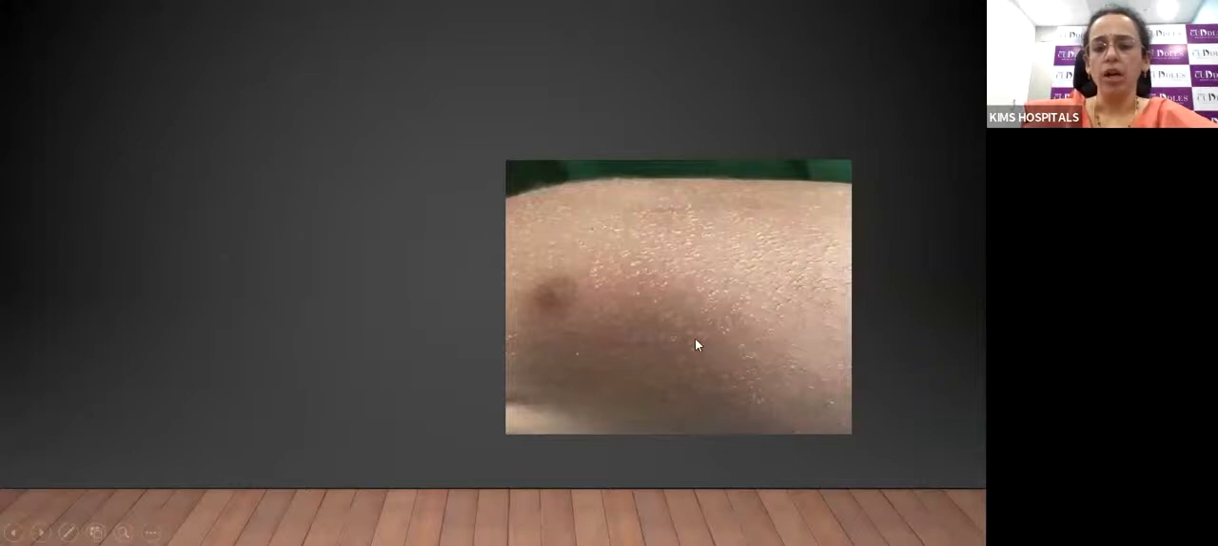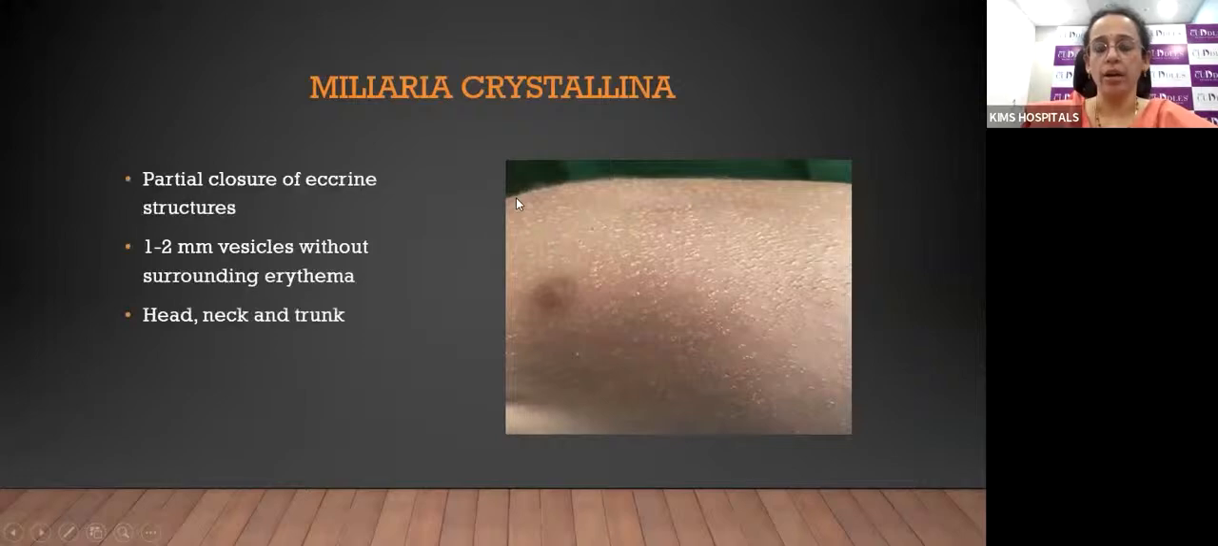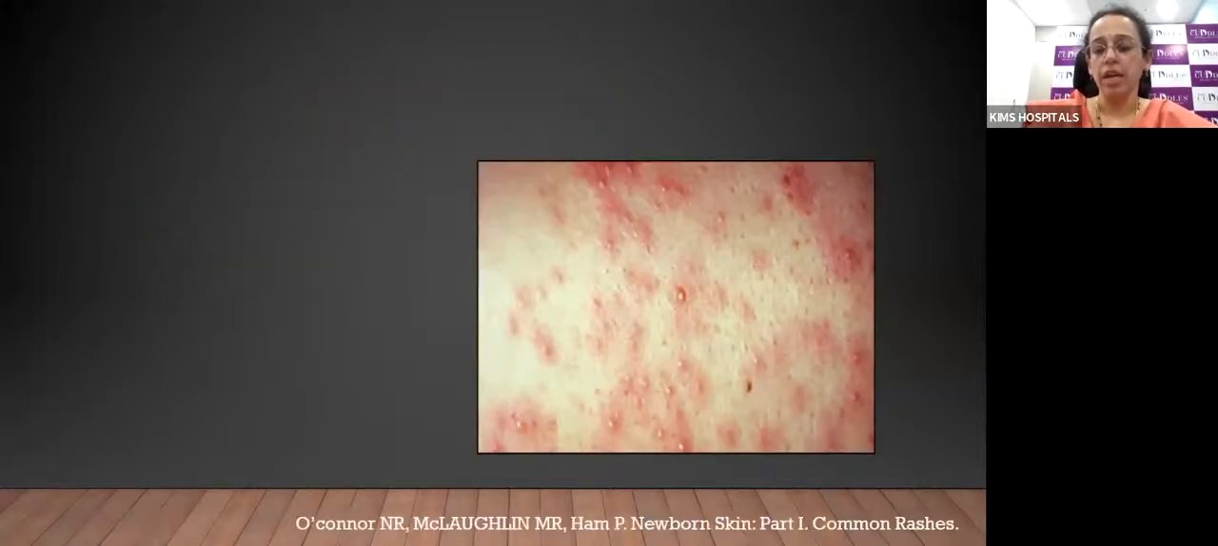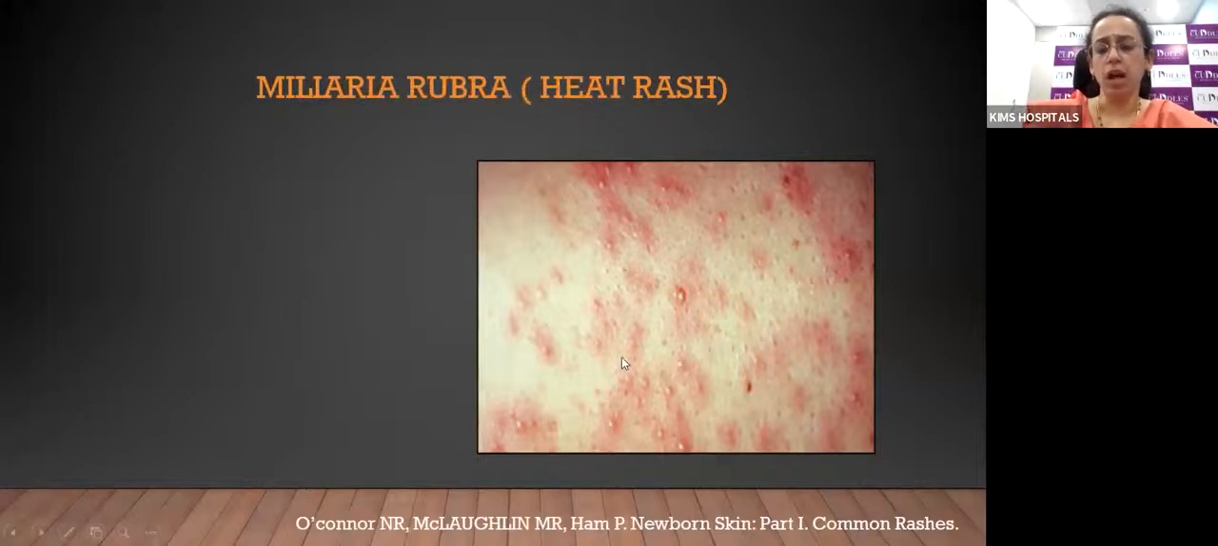So here we can see small crystalline lesions over the skin surface of the baby. This is due to the occlusion of the sweat glands. This is called as miliaria crystallina. There is no underlying erythema. This is due to partial closure of the eccrine structures or sweat glands of the skin. We can see 1 to 2 mm vesicles without any erythema. So it usually occurs on the head, neck, and trunk of the baby. So this is also a self-resolving condition. The another condition is called as miliaria rubra. Here we can see the erythema surrounding the same small vesicles.